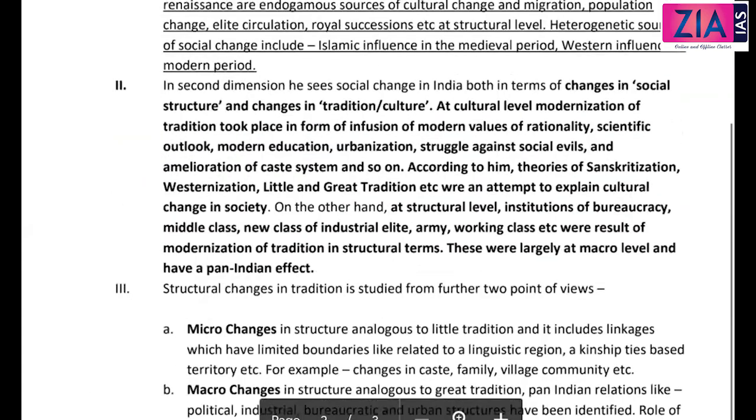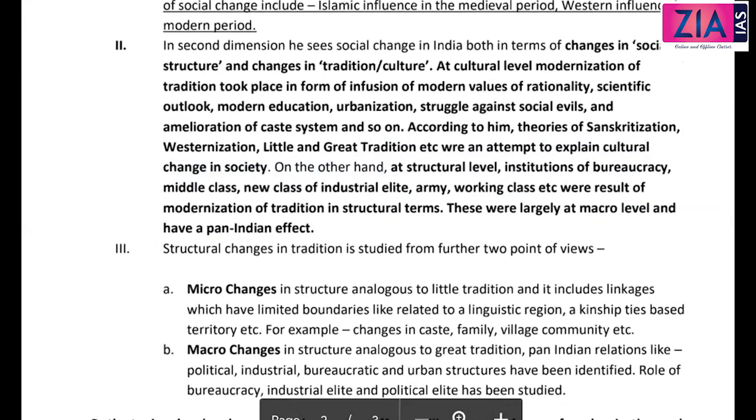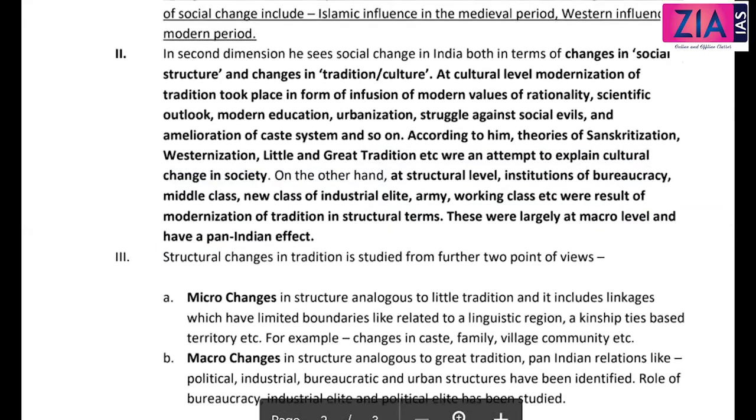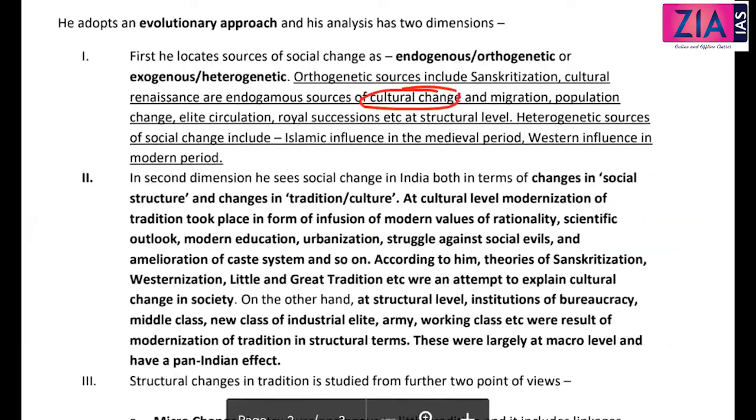In the second dimension, he sees social change in India both in terms of changes in social structure and culture. So, in the second dimension, we will have to see again structure as well as culture. At the cultural level, like here we have differentiated cultural change and structural change. Similarly, for the heterogenetic factor coming from outside, what is the cultural level? Modernization of tradition took place in the form of infusion of modern values like rationality, scientific temper, modern education, urbanization, struggle against social evils, all these.